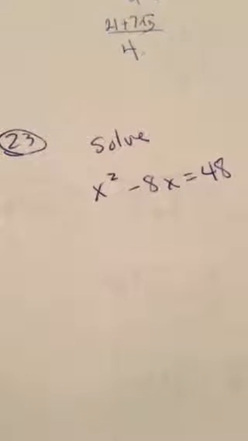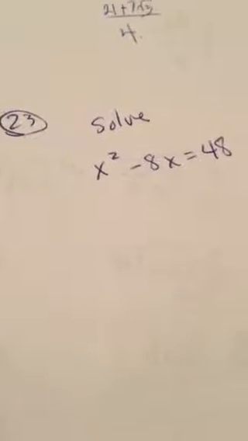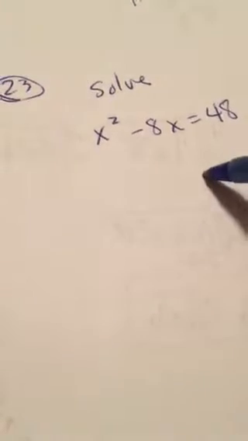Number 23 is very similar to 22. 22 said find the zeros. This is basically the same thing. Number 22 could have said solve. So here, when we solve this, we have to have it equal to 0.